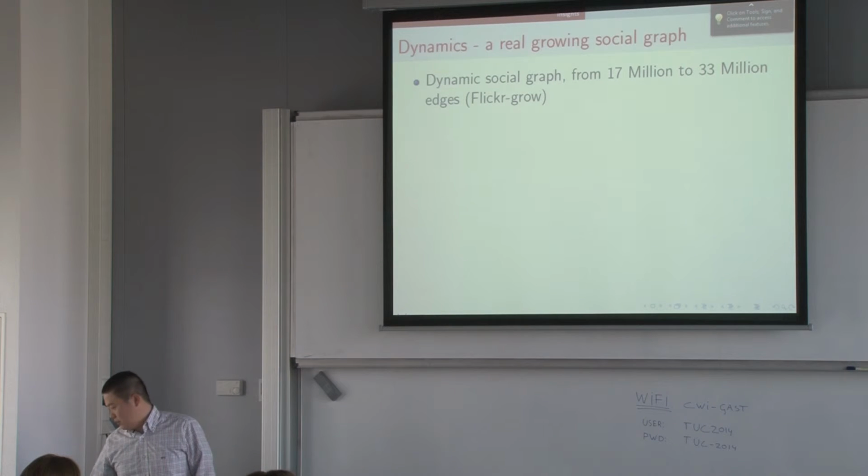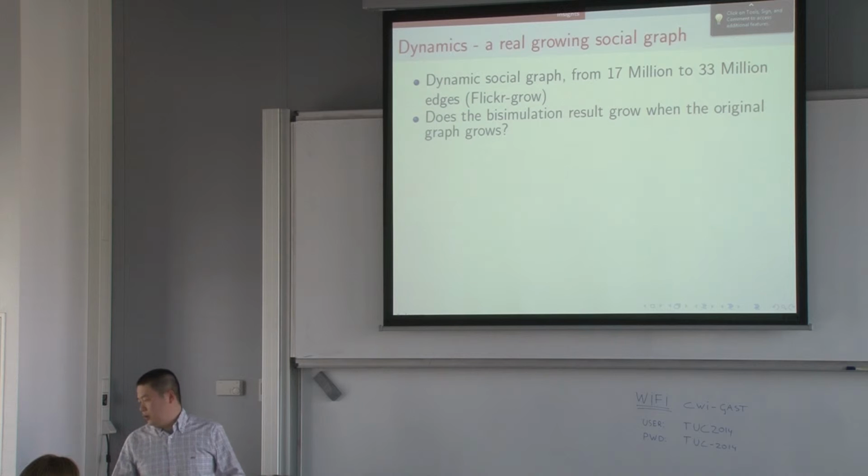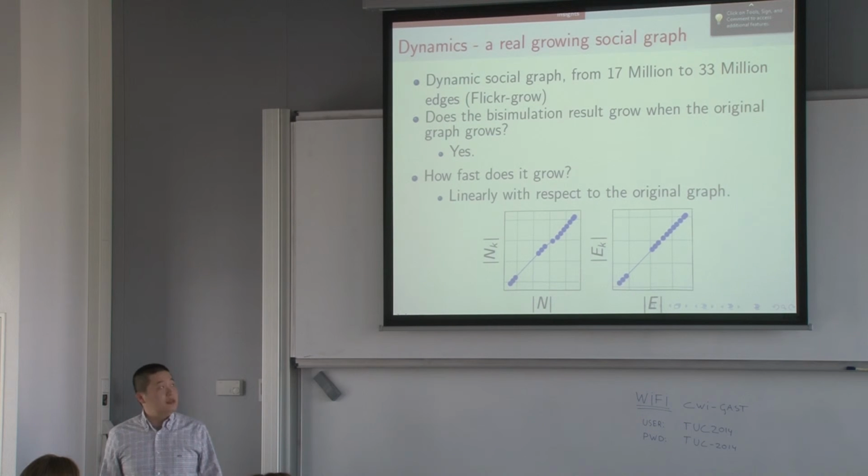Alright, so this is the rest of the experiment I was talking about. We tested with a Flickr graph. The graph is growing from 17 million to 33 million edges. We want to know, does the bisimulation result grow when the original graph grows? The answer is yes. And how fast does it grow? It grows linearly with respect to the original graph. So that's what we plan. Okay. Thanks.